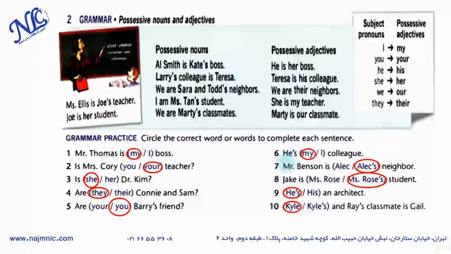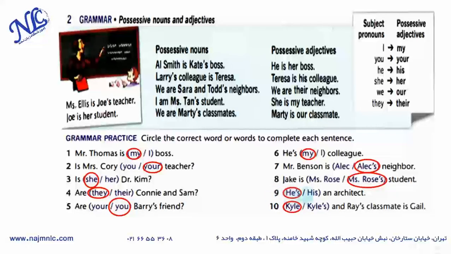Number 6. He's my colleague. Yes, because we have subject pronoun and now we need possessive adjective. Here the subject pronoun is he. Mr. Benson is Alice's neighbor. Apostrophe S. Yes, possessive noun. Jake is Ms. Rose's student. Apostrophe S, possessive noun. Now this one is interesting.